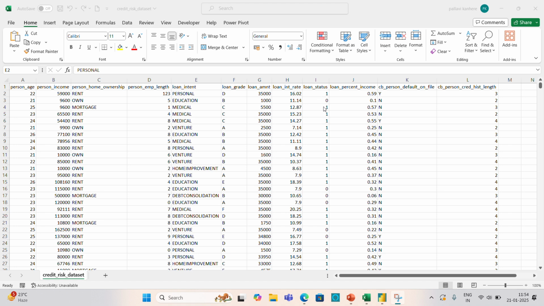If the value is 0, then it indicates the loan status is non-default. If 1, then it is default. Loan percent income, CB percent default on file, which shows the historical default by the individual, CB percent credit history length, which shows the credit history length in years.